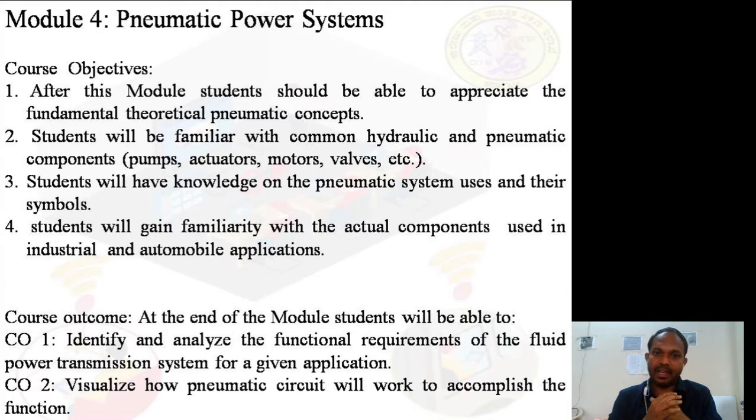Students will also be familiar with the common hydraulic and pneumatic components. As we know, there are a few components which are common in hydraulic systems as well as in pneumatic systems, like the pumps, actuators, motors and valves. We always say the pump is the heart of the system. Instead of the pump, we may use a compressor over here, but the actuators remain the same. The working medium may change. In the hydraulic systems, we use liquids, whereas in the pneumatic systems, we use air.